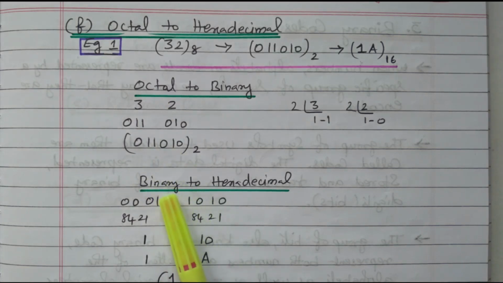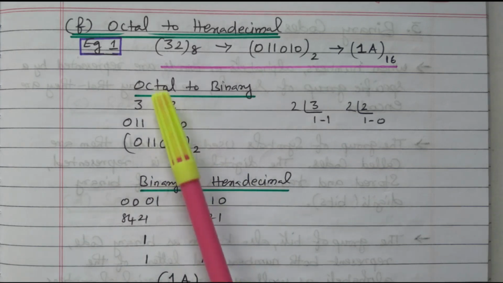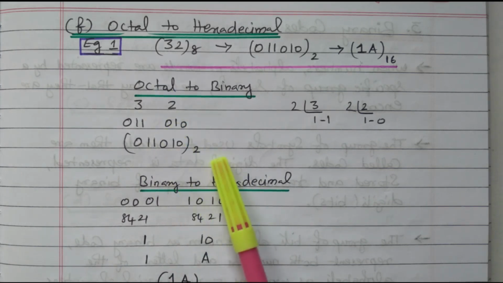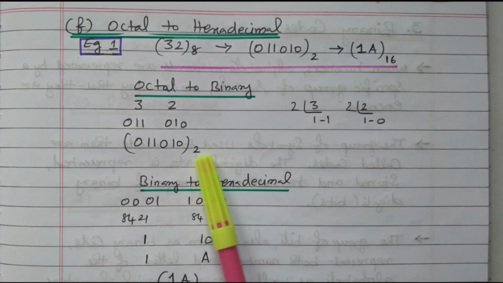Now we will convert this binary into hexadecimal. How will we convert binary into hexadecimal? This given binary number should be grouped into 4 digits. While going to hexadecimal, we need 4 digits. Octal means 3 digits. Starting from LSB, we need to group into 4 digits.